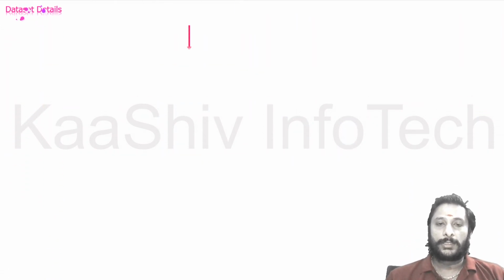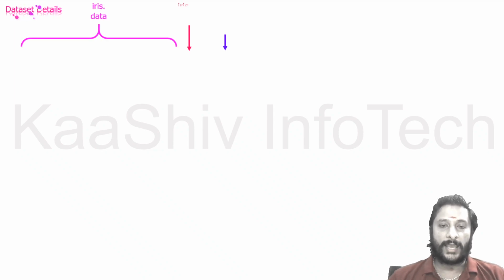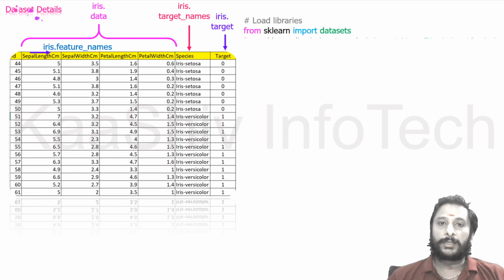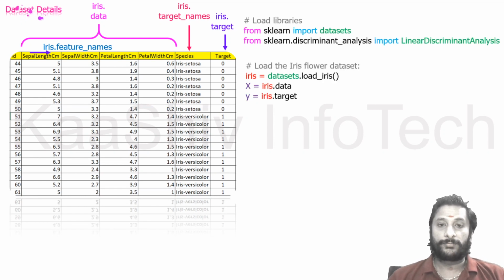Now let's move on to the dataset details further. Over here, this is your iris data, which I specified before itself, iris.target_names and iris.target. These things I've explained before itself, and it's time for me to implement it.